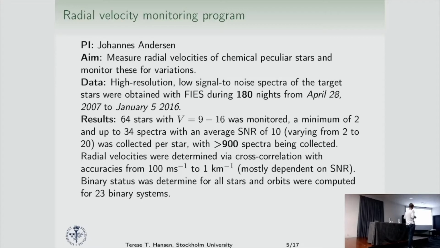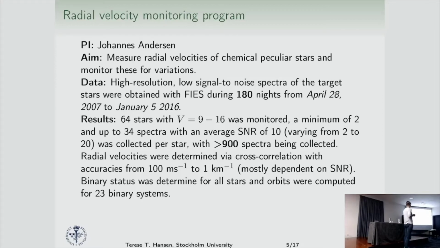But we monitored 64 stars with varying brightness. Some of them were very bright, some of them were fairly faint. We got at least two spectra of each star, some of them a lot more spectra, up to 34 spectra. The spectra have an average signal-to-noise of about 10. It varies a little bit depending on the brightness of the star. But basically, we collected over 900 spectra of this sample of stars in this 10-year period.